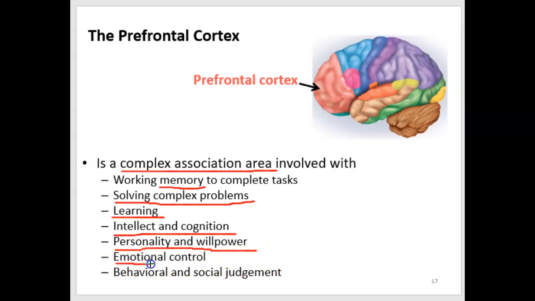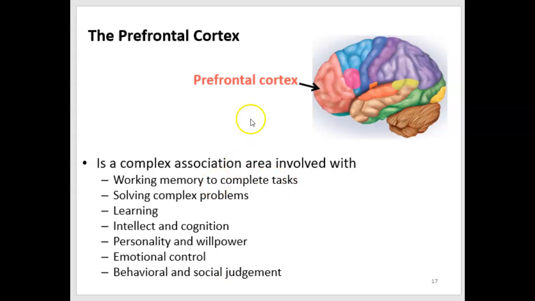It often controls our emotional responses by inhibiting other lower parts of the brain. And so it contributes to our behavior and social judgment as well.